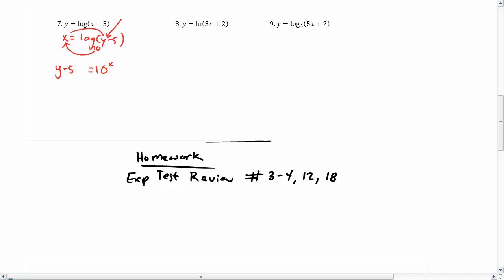So we switched x and y, and then now we're solving for y. 10 to the x equals y minus 5. Add 5 to both sides, so y equals 10 to the x plus 5. And then rewrite it as an inverse function. f inverse of x equals 10 to the x plus 5.